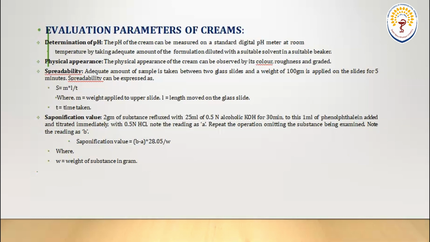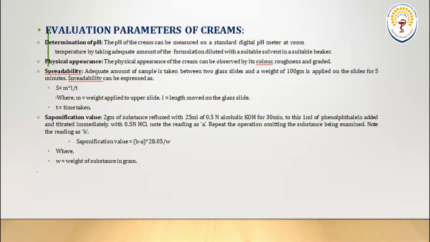Next, evaluation of cream. The first parameter is determination of pH. The pH of cream can be measured by a digital pH meter or Brookfield viscometer. Physical appearance. In physical appearance, we observe the color, roughness and grittiness of any cream, which is done visually.